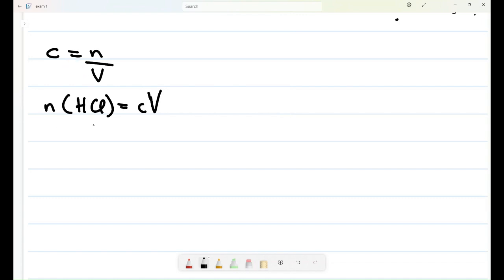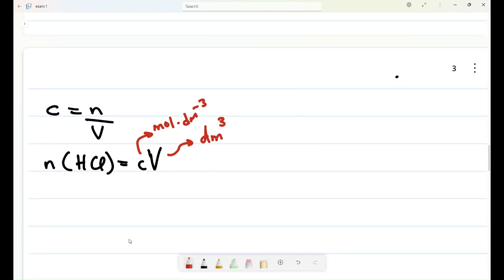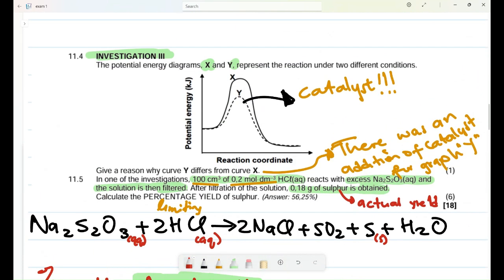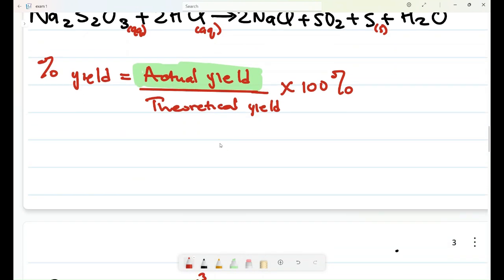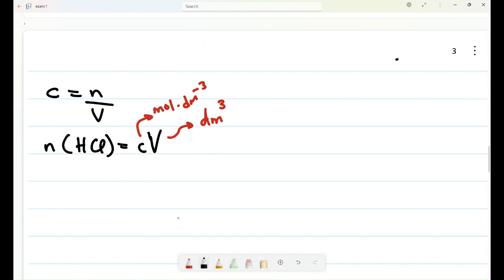Now, remember the volume should be in decimeter cubed. This one should be in mole per decimeter cubed. Now, when we check there, we have our concentration as 0.02 mole per decimeter cubed. That is very good, and that's what we want. Now, what is our volume? It is given as 100 centimeter cubed. This is, let me specify, volume of HCl.